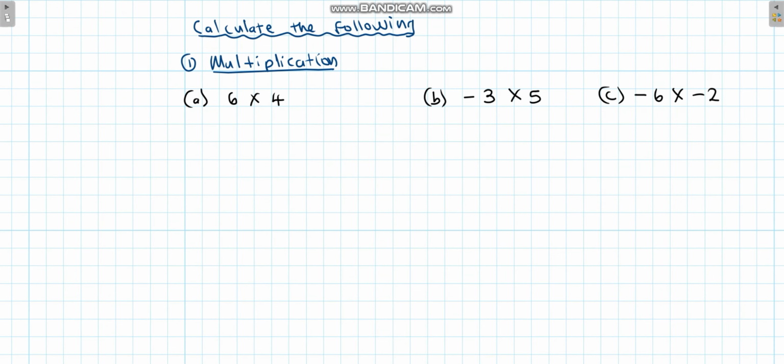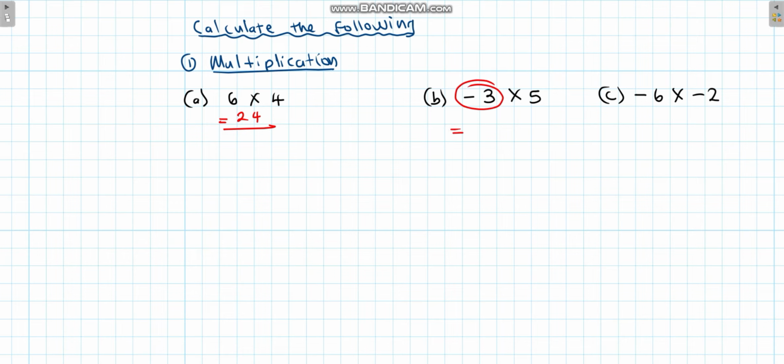Alright, so now our first question says what? Calculate the following. So we're dealing with multiplication. Number one says 6 times 4. Let's multiply 6 4 times. So 6, 12, 18, 24. So our answer is 24. Can you see? It's positive times positive. That's why our answer is positive.